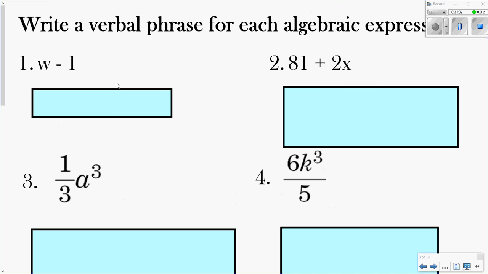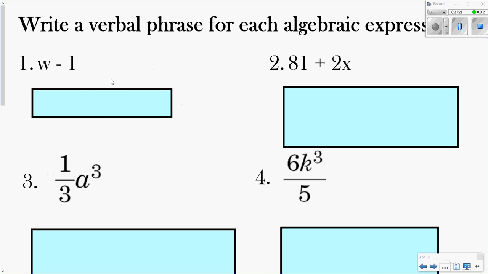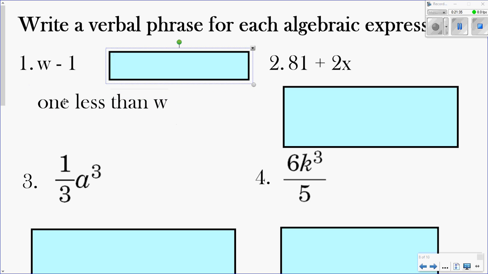Okay, so now we did verbal to algebraic, and now we're going to do algebraic to verbal. So for this one, we have a W, and then we have the minus sign, and we have 1. There's many words you can use for subtraction. In this case, we have 1 less than W.